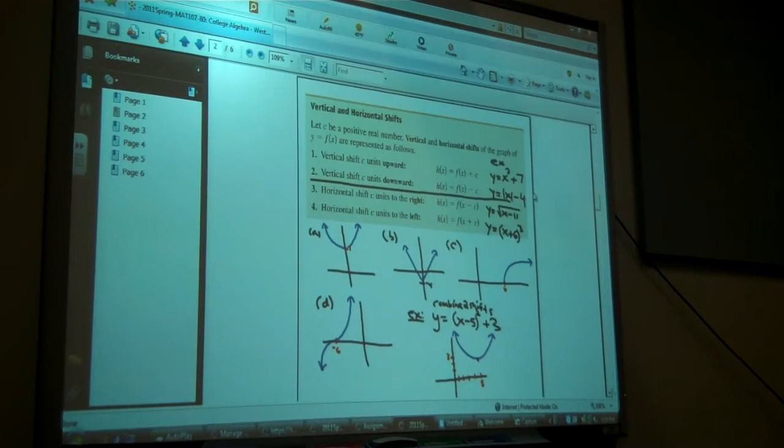But if you want to shift left or right, it's actually opposite of what you would think. If you want to shift right, you take away a number. If you want to shift left, you add on a number. But it has to be inside the function with the x. The other one's outside the function. And this one, the horizontal shift, is inside the function along with x. So this accomplishes a shift to the right 11 units, while this accomplishes a shift to the left 6 units.